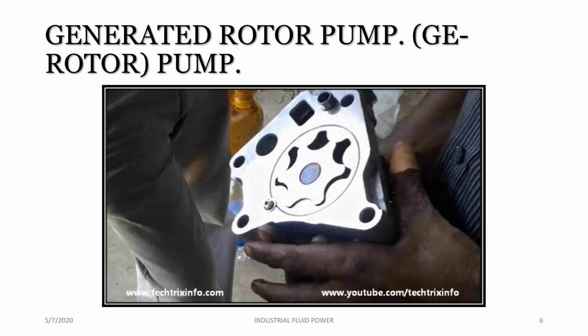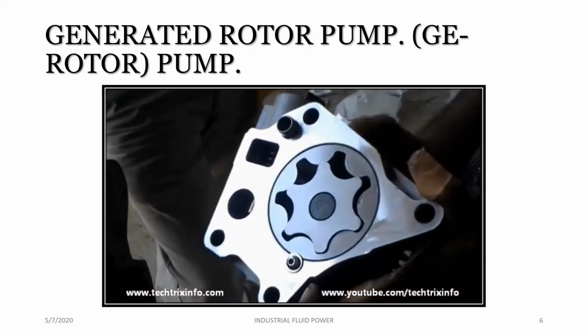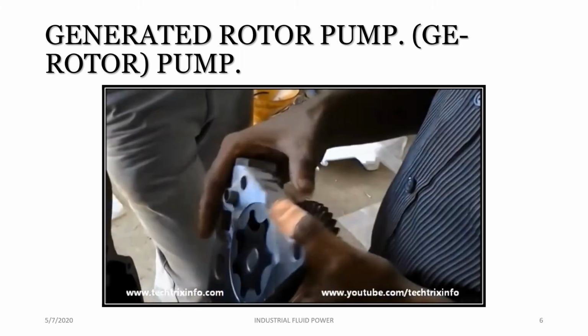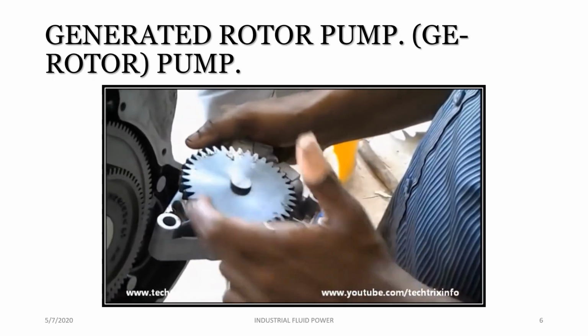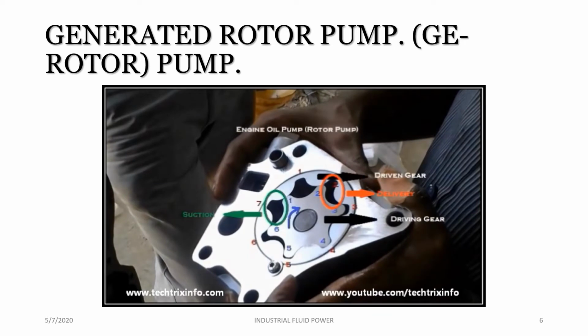Let us see the practical representation of how the G-rotor pump operates. This generated rotor pump is used for engine oil suction. So this is how it rotates. This is the gear which is connected to the external prime mover. You can see this gap is used for suction and this is for the delivery. On one side it will suck the oil and on the other side it will deliver the oil.